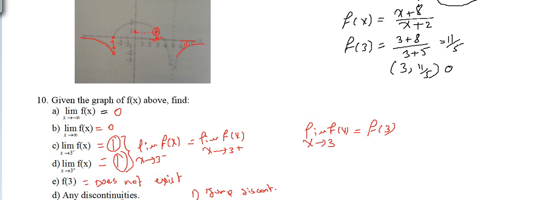Another discontinuity we have at x equals 3. At x equals 3, we have a hole here. So yes, we have a discontinuity. This means it is, what do we call it? Removable, right? We removed it, as in number 9. Removable discontinuity. We removed this point. Do we have another discontinuity here?